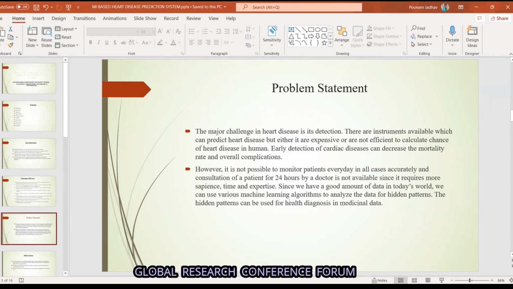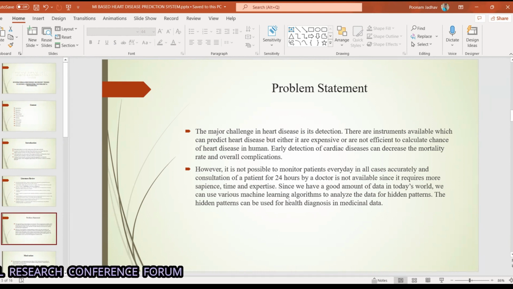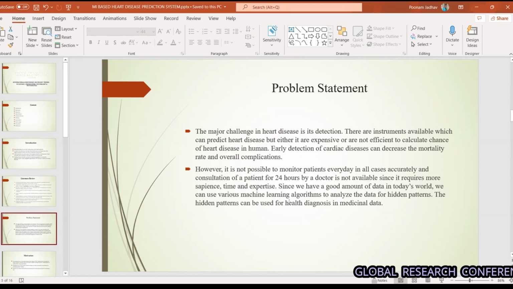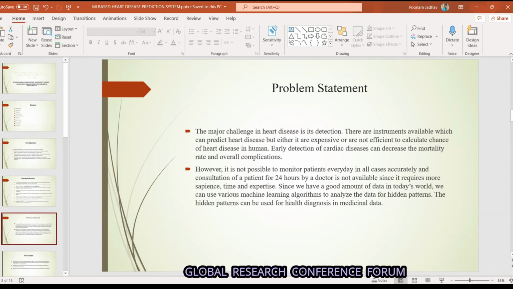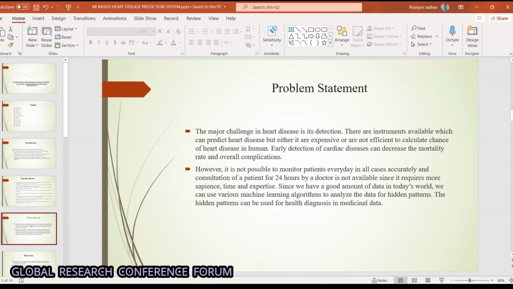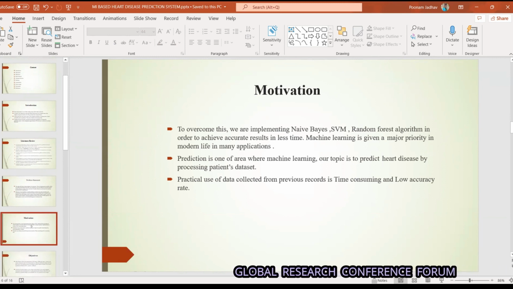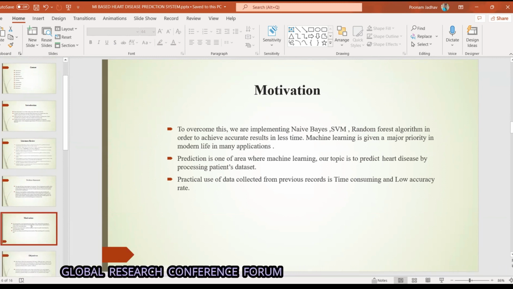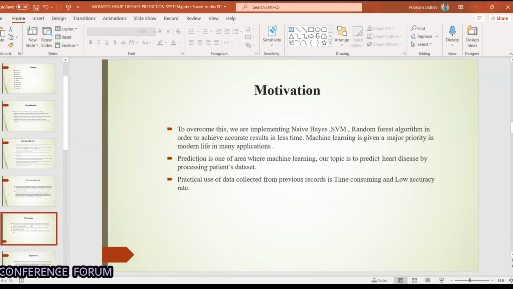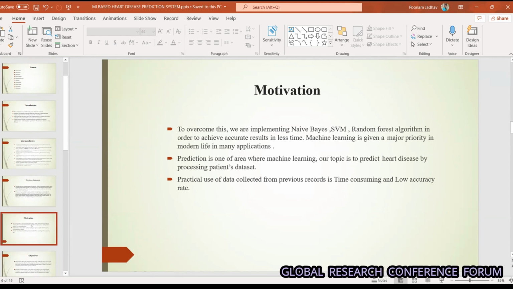So there is a good amount of data in today's world. We are using various machine learning and deep learning technologies to find hidden data patterns and detect heart disease. Then the next slide is our motivation. To overcome this, we are implementing the Naive Bayes, SVM, that is support vector machine algorithm, and random forest algorithm, in order to achieve correct results in less time.